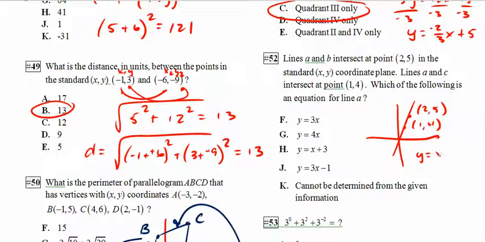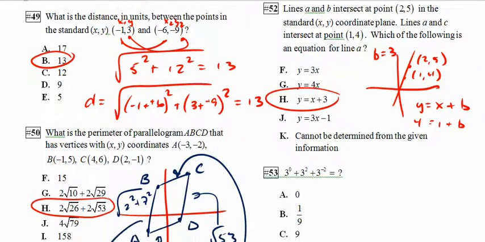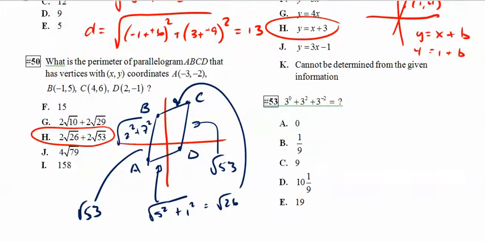So y equals x, and we need the y-intercept plus b. Put in (1, 4). B equals 3. Notice how bad my graph is. 3 to the 0 plus 3 squared. 3 to 0 is 1. 3 squared is 9. 1 plus 9. 10 and 1/9.